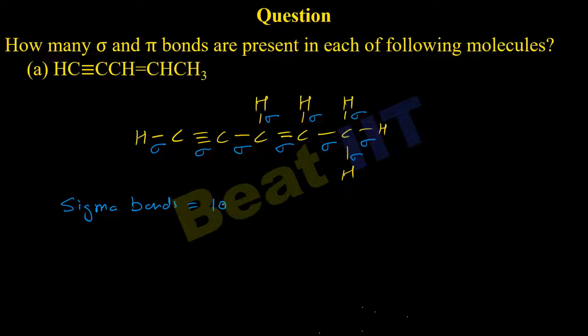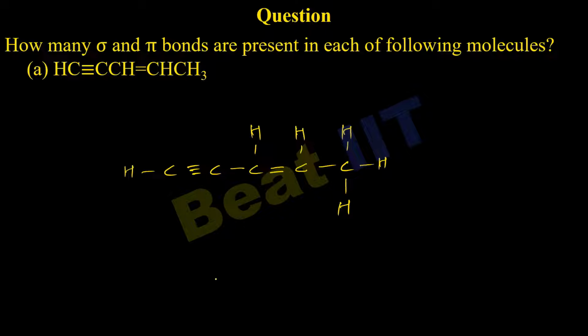But if you are asked how many CC sigma bonds and how many CH sigma bonds, you can see here a sigma bond between carbon and carbon. Here the sigma bond is between carbon and hydrogen. So out of this, we can say CC sigma bonds 1, 2, 3, 4. These are between carbons, so 4 sigma bonds are between carbons. And how many between carbon and hydrogen? 1, 2, 3, 4, 5, 6. Total 10.